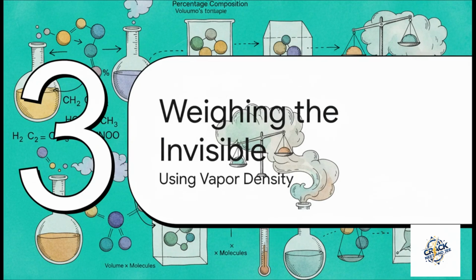All right, time for our third and final tool in the toolkit, weighing the invisible. This part is about using something called vapor density to compare how heavy molecules are. So we can figure out the recipe, we can even count the molecules, but how do we weigh them? How do you weigh something that's basically weightless? Well, you don't. You compare it to something else.